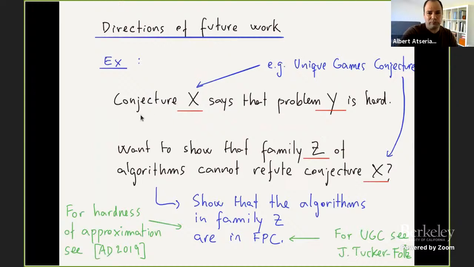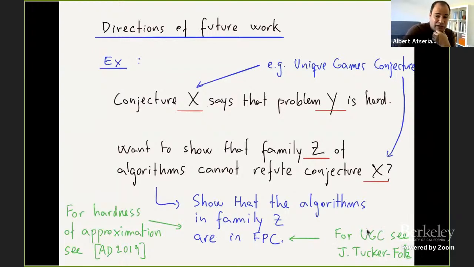So here is an example. I put it in abstract terms, but you can put it in concrete terms: the unique games conjecture. Well, let's put it in abstract terms. Conjecture X says that problem Y is hard, okay? That's exactly what the unique games conjecture says. So now you want to show that the family Z of algorithms, a huge family of algorithms that you are interested in, things that come from proof complexity, things that come from optimization, sum of squares algorithms, whatever you have in mind, cannot refute the conjecture X, and you want to do it unconditionally, because this is predicted by the conjecture. So the way to do it is you show that the algorithms in this family Z are definable in FPC. And then by reductions in the end, you can show that in fact these algorithms cannot solve this problem, and you did that unconditionally.